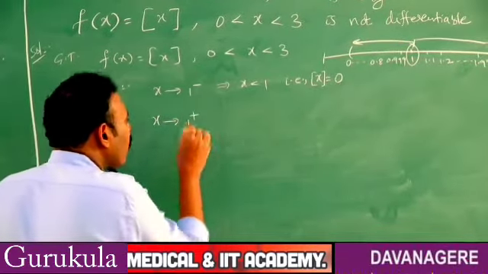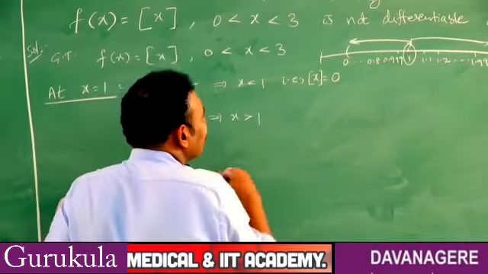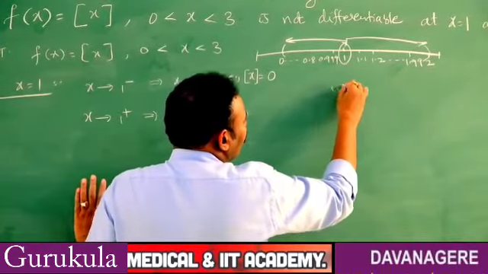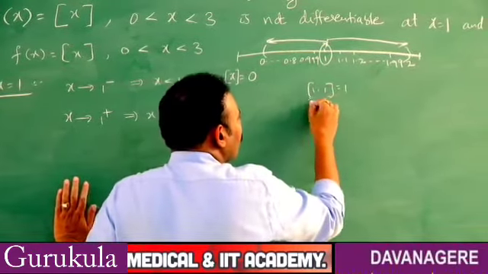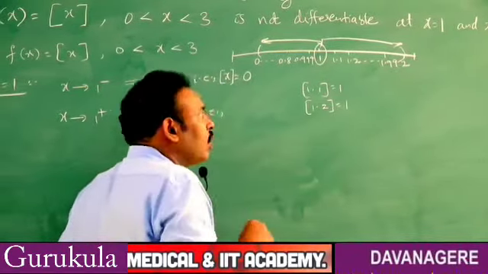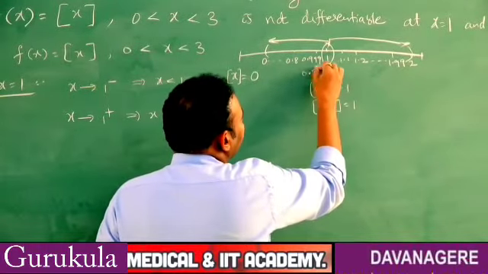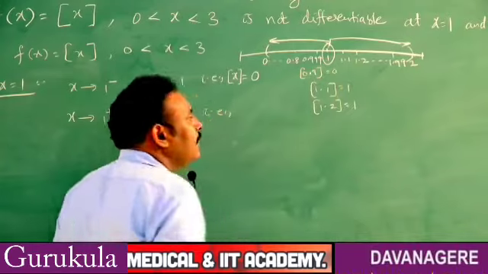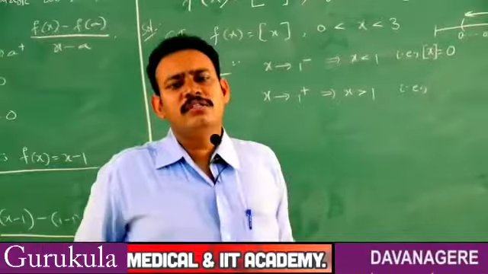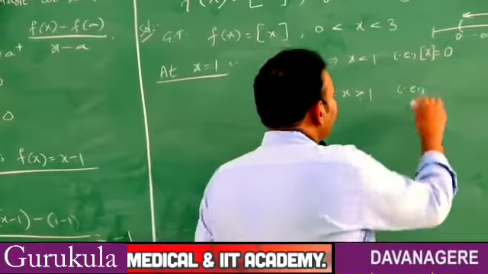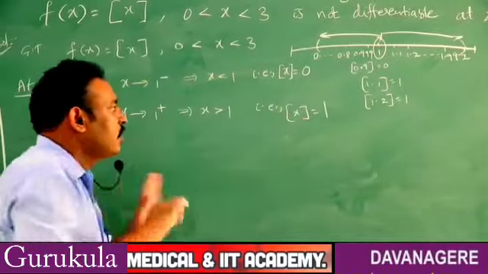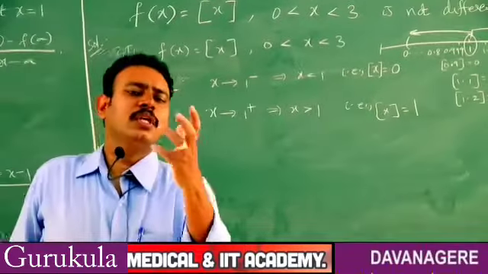Suppose x tends to 1 plus implies x greater than 1. If x value is more than 1, meaning 1.1, the greatest integer value of 1.1, 1.2, 1.3, all are 1 only. For 0.9, 0.8, 0.7, 0.6, the step function value is 0, like that. Here the step function value is equal to 1. Keep both the values in your mind.